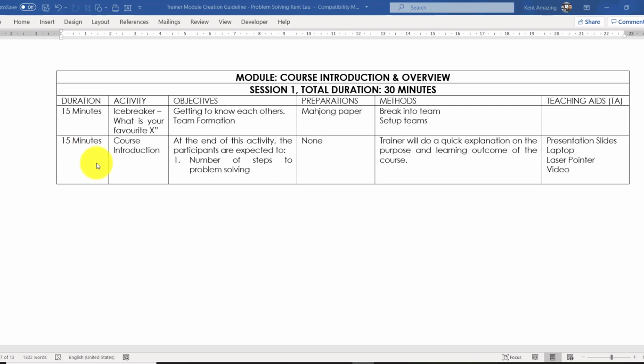The next 15 minutes is course introductions. A very important thing is that by the end of the 15 minutes, each of the participants should be able to spell out the steps in problem solving. The method is that the trainer will explain that, and the outcome of this one-day course. The teaching method will be this.